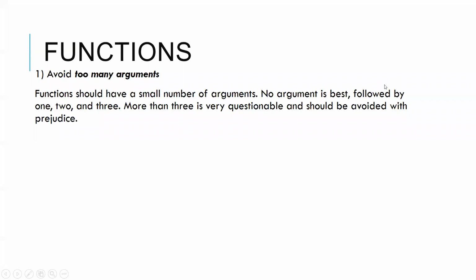My next tip is about functions. Now, while writing functions, a lot of people have this habit of passing too many arguments to the function. Well, the book Clean Code recommends that functions should always have a small number of arguments. The best strategy is not to have any argument, and the second best is one, then third best is two, and maximum it should have three arguments. If you're using more than three arguments, then it is very questionable and it should be avoided with prejudice.